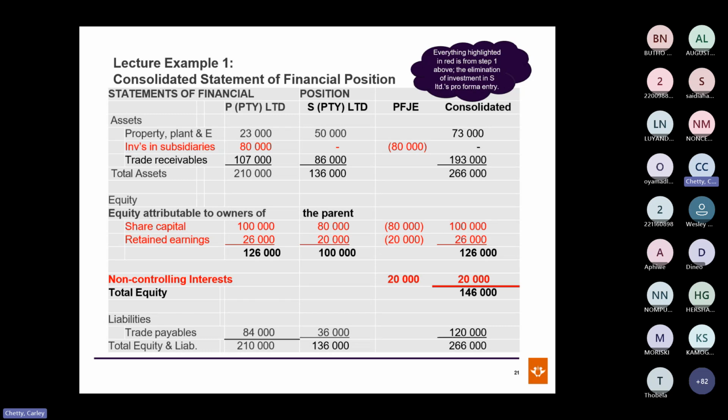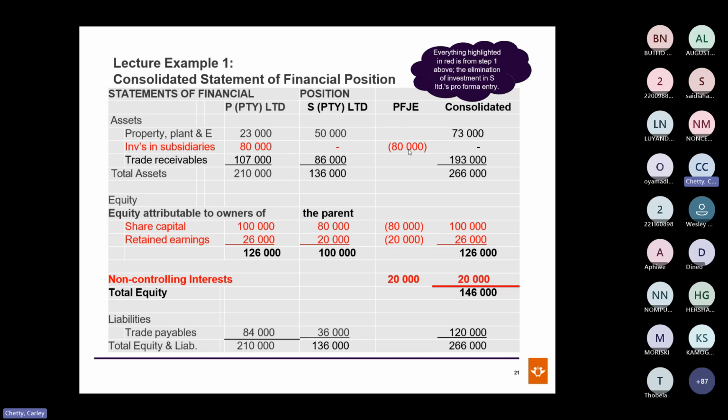So here we have the consolidated statements of financial position. We are going to add all of the assets, liabilities, and equity for P plus the assets, liabilities, and equity of S. And then we also need to take into account the pro forma journal entries. Okay, so let's start with property, plant, and equipment. Here, P has property, plant, and equipment of 23,000, and S has property, plant, and equipment of 50,000. So we are going to go P plus S, and that will give us a consolidated figure of 73,000 Rand.